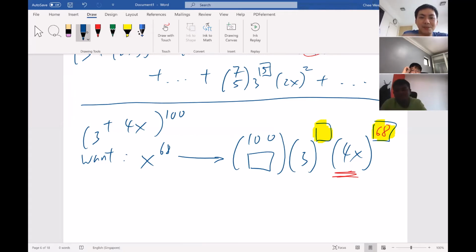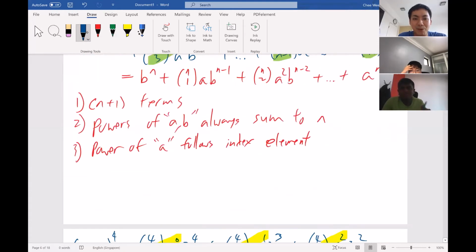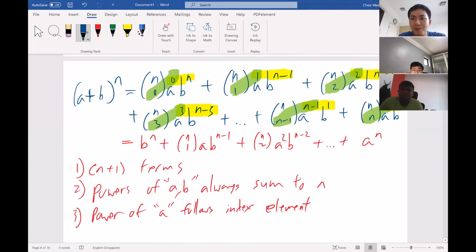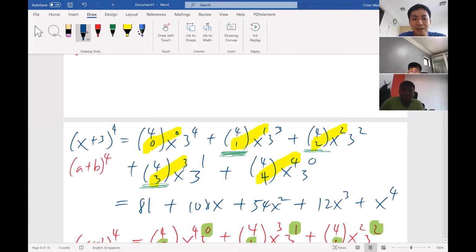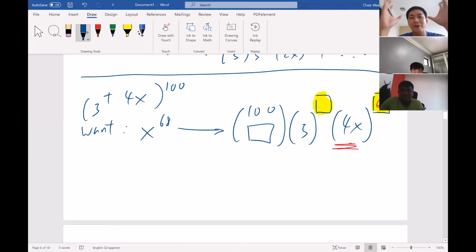Because if you look at it, what is observation number 2 here? The powers of a and b must always sum to n. So it's just 100 minus 68. Okay, if the 4x takes up power 68, then 3 must take up power 32 automatically. Okay, so this guy must be 32 immediately.